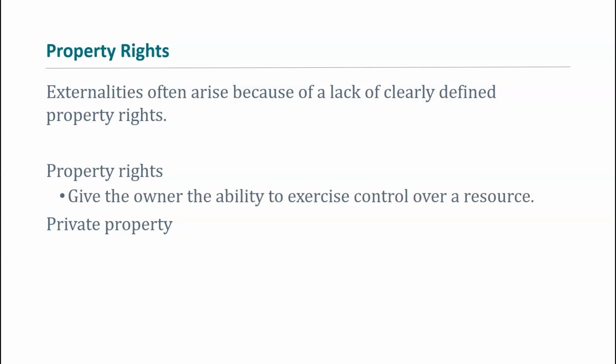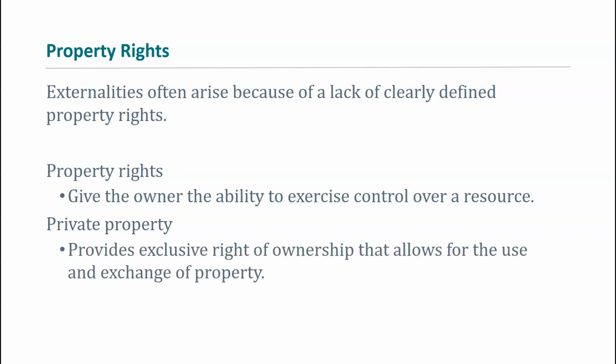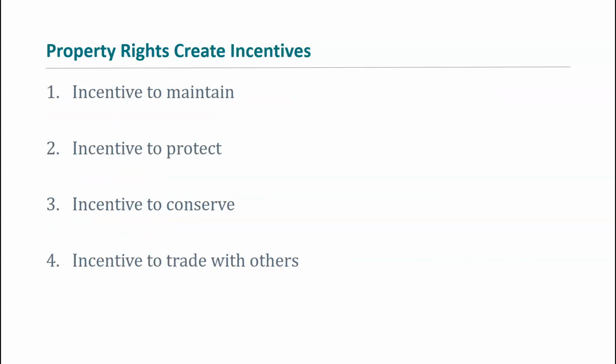So property rights give the owner the ability to exercise control over a resource, and private property provides exclusive right of ownership that allows for the use and exchange of property. When we have private property, we have certain incentives. We have incentives to maintain the property, incentives to protect the property and conserve it, and then the incentive to trade with others and create value in a market. If property rights can't be assigned, if we have a piece of property that doesn't necessarily belong to anyone in particular, then we don't have these same incentives, and that's when oftentimes externalities arise.